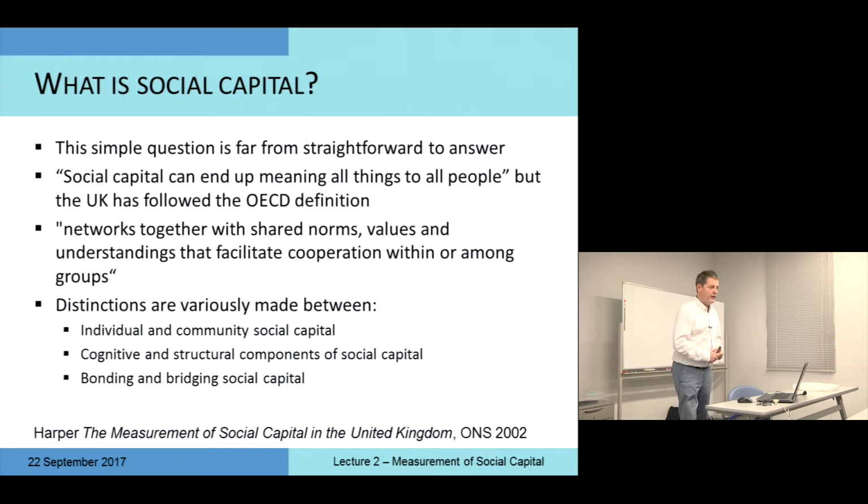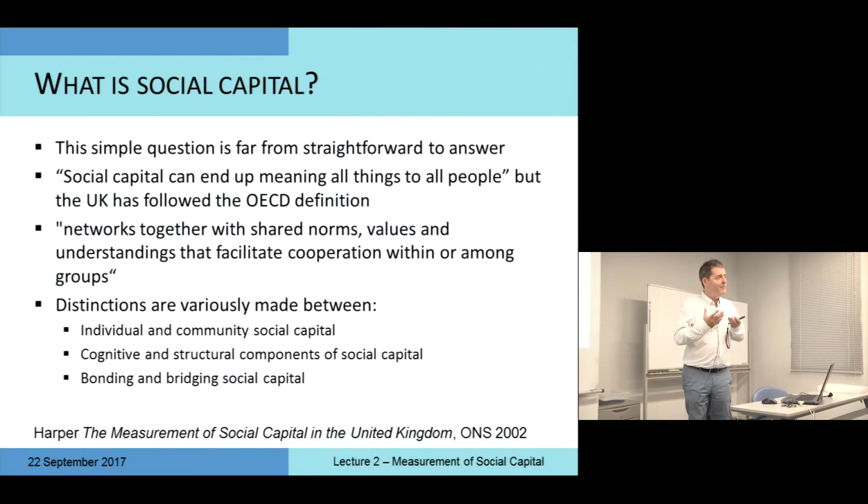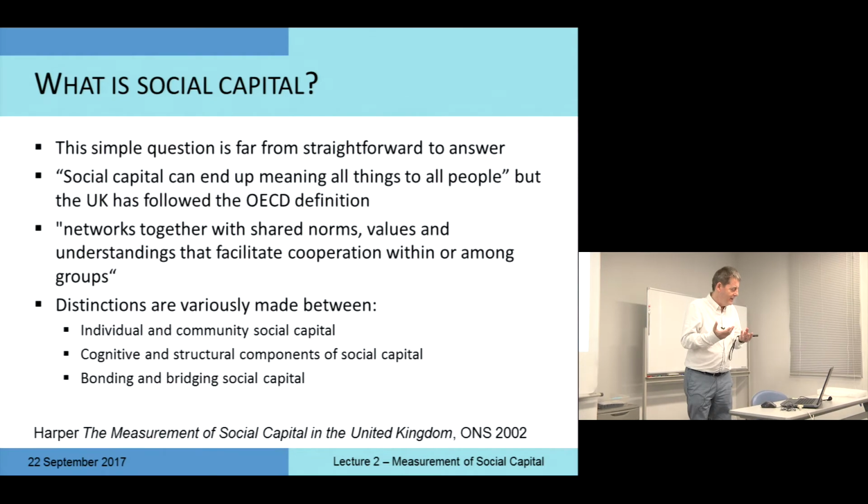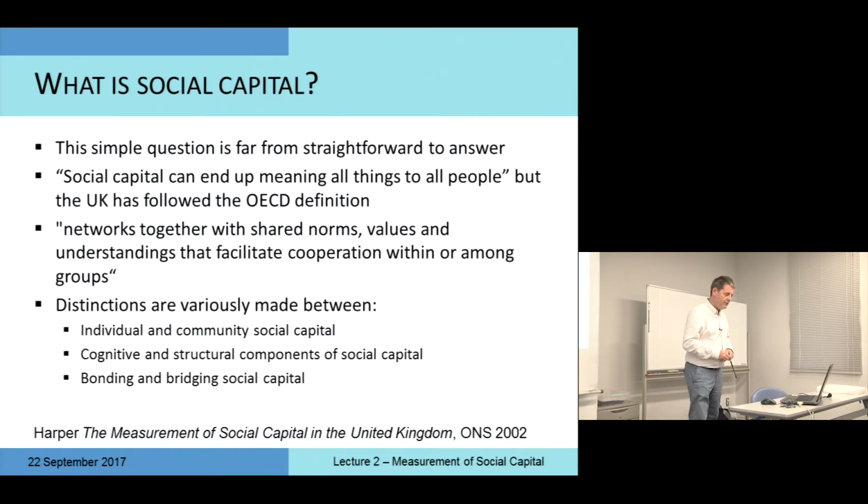The UK formally follows an OECD definition, and that definition focuses on networks together with shared norms, values, and understandings that facilitate cooperation within or among groups. Now, immediately you sense how general that is. Networks, well, we can imagine what a network is, but a lot of networks are not particularly visible. They exist, but they're not visible. Shared norms, shared values, shared understandings, well, that's really quite hard to measure. When is an understanding shared between people? How can you sense it's shared?